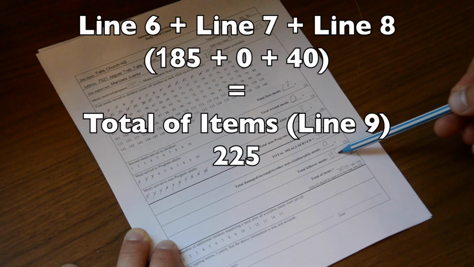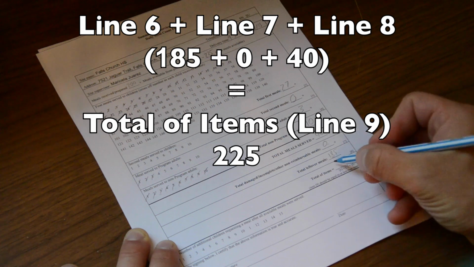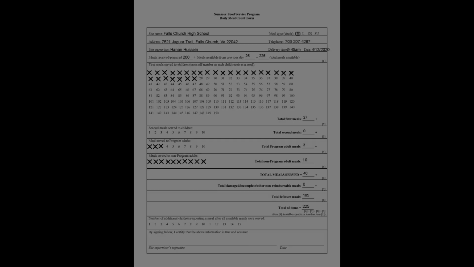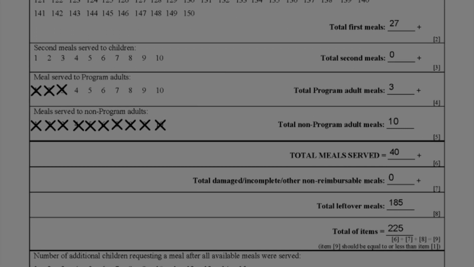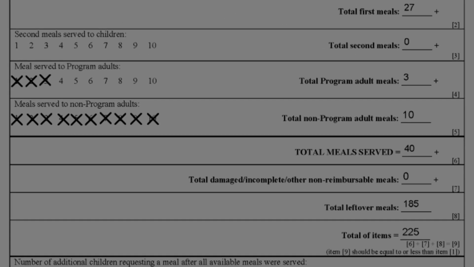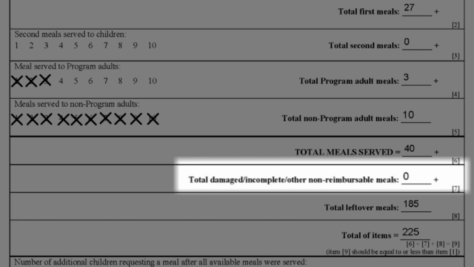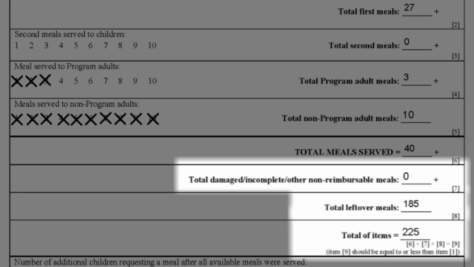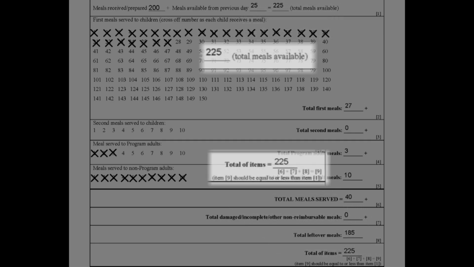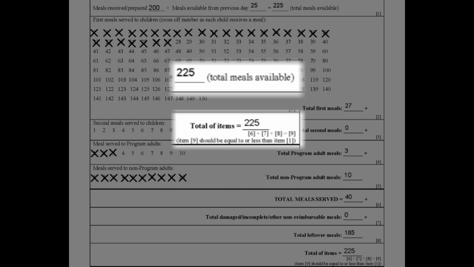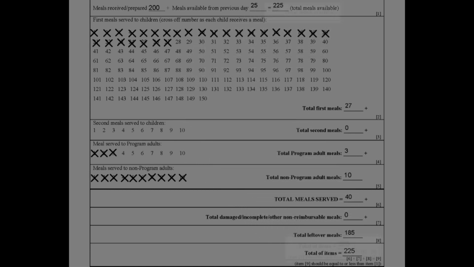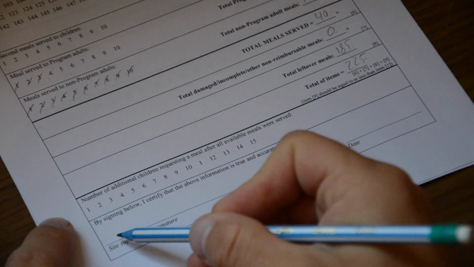Finally, fill in line 9, your total number of items. Here's how you'll do that. Add total meals served, line 6, plus total damaged or incomplete, line 7, plus leftover meals, line 8. Line 9 should equal the total meals available number at the top in line 1. Once completed, sign and date the bottom.